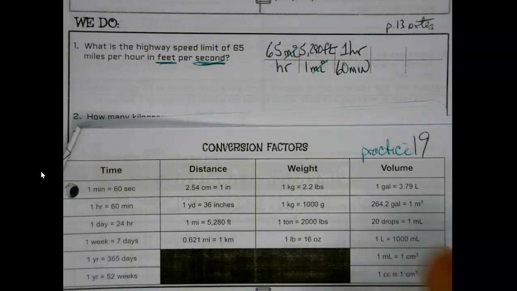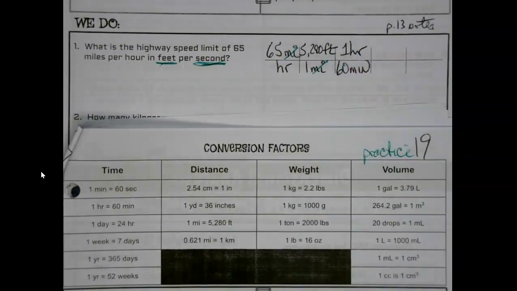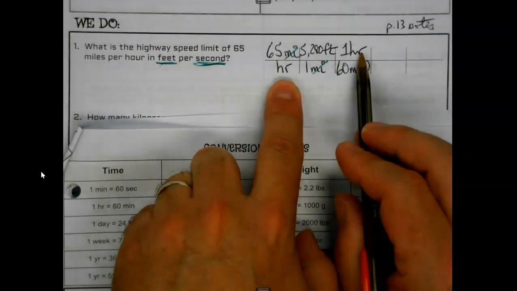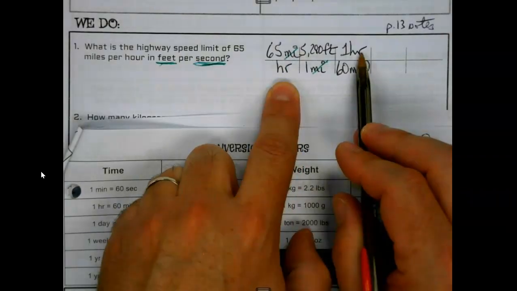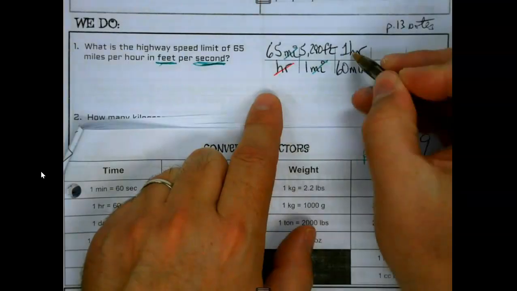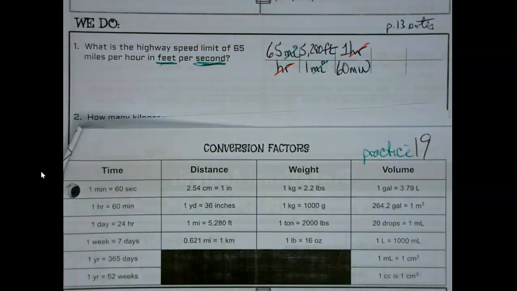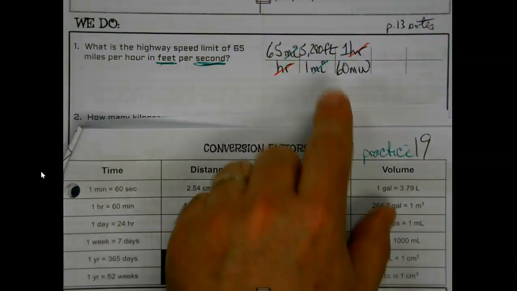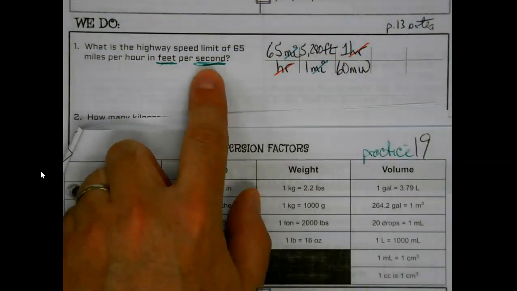And you're like, well, wait a minute. The last time you put miles in the bottom, why are we putting hours up there? Because again, we've got to make sure if we want hours to go away, they're on opposite sides. One on the top and one on the bottom. We're getting close. We're into feet per minute. We need feet per second.